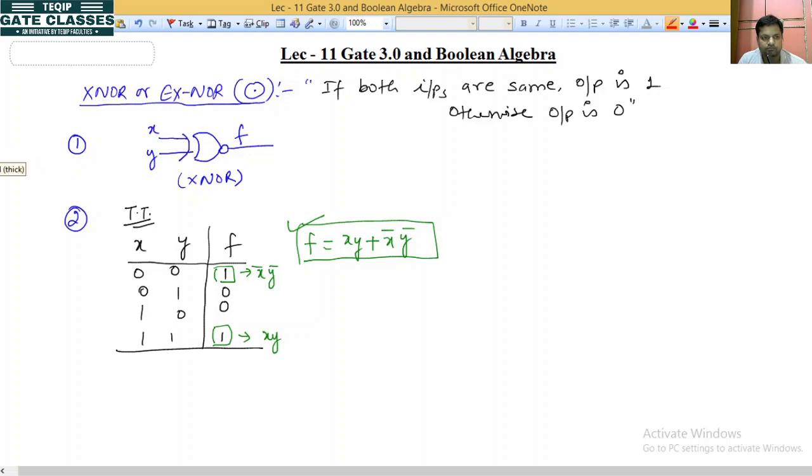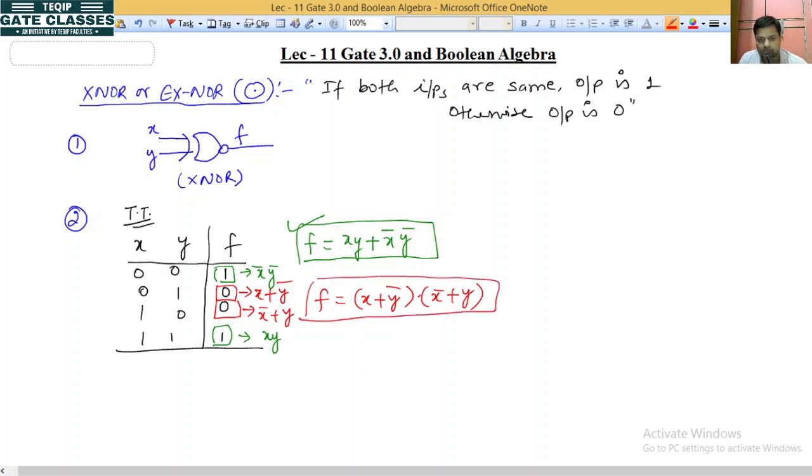Now if you want the product of maxterms approach, then you can do that. In that case, what will we get? 0 represents the normal form and we are ORing, so it will be like this: x bar plus y. So we take the maxterm, and in between we place the AND operation. So this is also a function of the XNOR gate. But this one is very popular. So XNOR is xy plus x bar y bar.